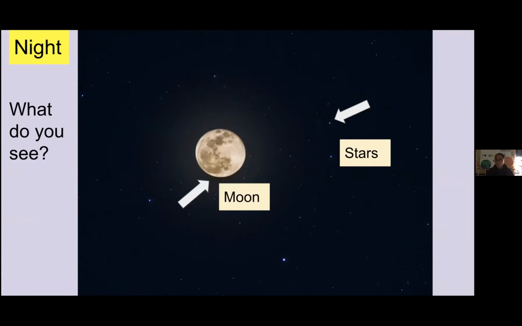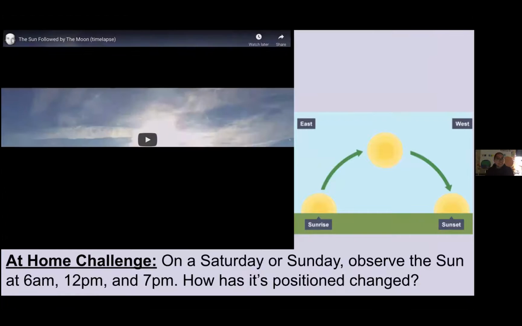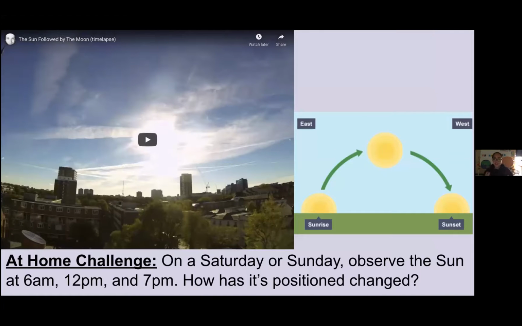But also during the nighttime, you can see things. You might be lucky to see a planet sometimes as well. And think about, what are some things you like to do during the nighttime? I know I like to sleep during the night. And I have a quick little challenge for you guys when you're at home. So on a Saturday or on a Sunday, go outside with an adult and watch or observe the sun. So see if you can get an adult to get you to wake up at 6 o'clock in the morning.